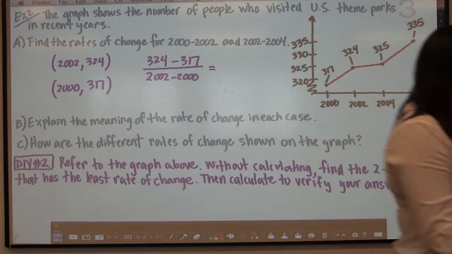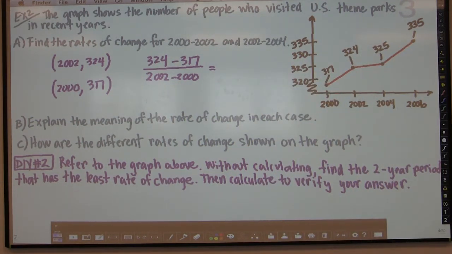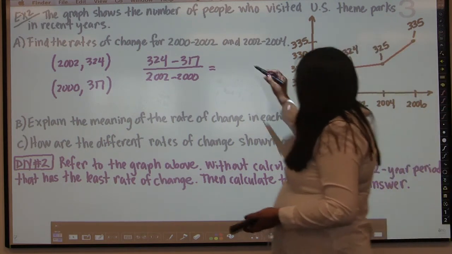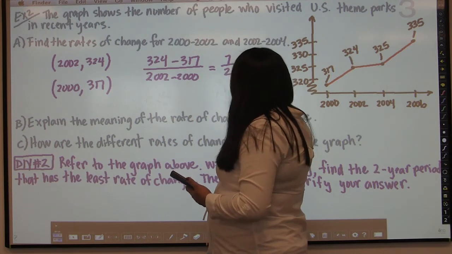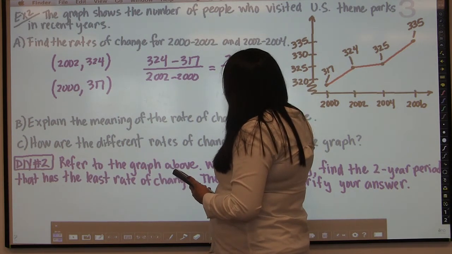So 324 minus 317 is going to give us 7. And 2002 minus 2000 is 2. So my rate of change is 7 over 2.